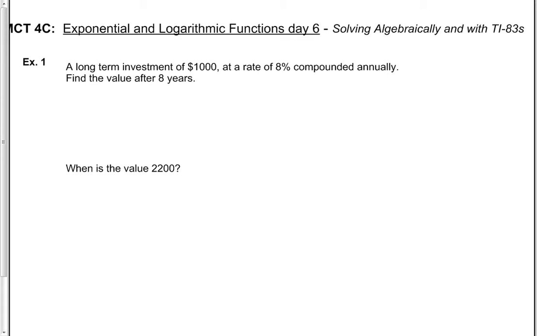All right, grade 12s, we're on day 6 of exponential functions. The title's a little bit ominous. It's really solving real-world problems. And we are doing algebra and TI-83s to do it, but this stuff should be a little bit practical.